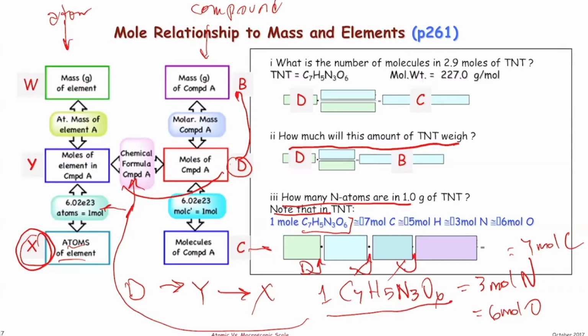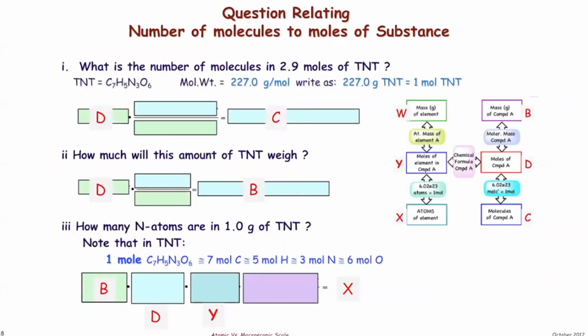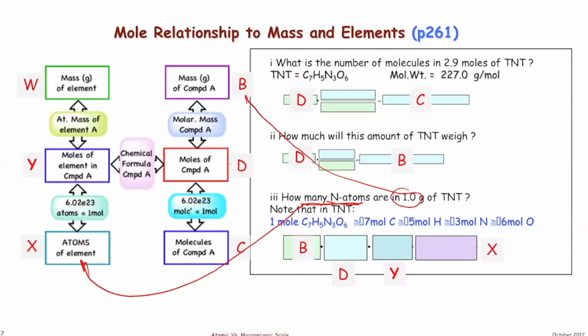So let's see how that plays out. Oh, I have 1 gram. I'm sorry, I have 1 gram, so I actually have to start over here. I forgot about that. So it's B to D. Let me clear this up for you. 1 gram is that, and how many nitrogen atoms is that. So it's B to D, D to Y, Y to X. That's our path.